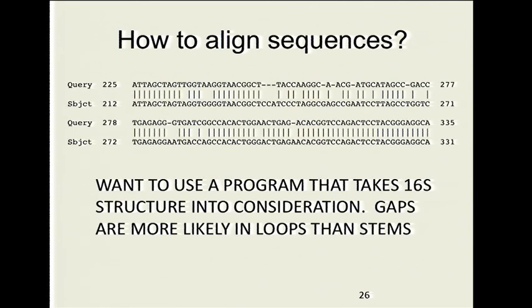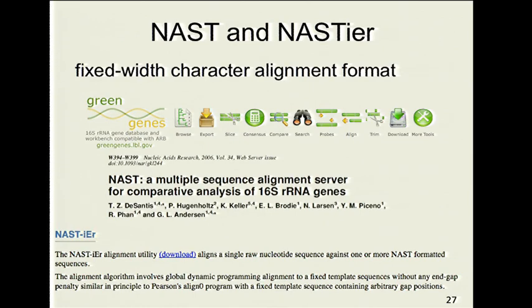But what we know about the 16S gene is that there are gaps, and that those gaps in the different regions might mean something different. So if you have a gap in a stem, that actually should be penalized more than if you have a gap in the loop. And also indels may not be that different than where you have a base pair that doesn't match up. So again, this is something that the Human Microbiome Project has worked hard on, to come up with a fixed width character alignment format, NAST. And NAST was the original program that is specifically designed for aligning 16S sequences.